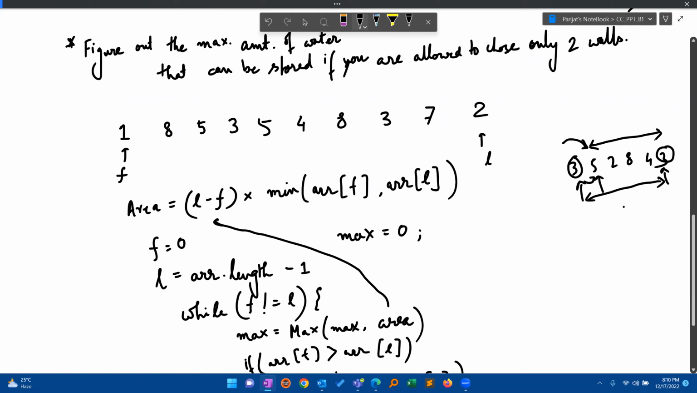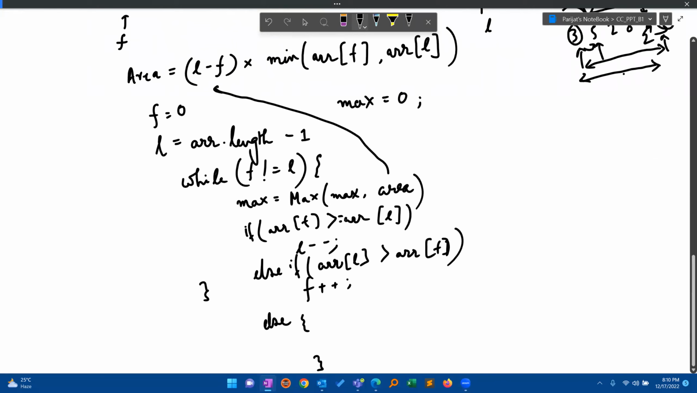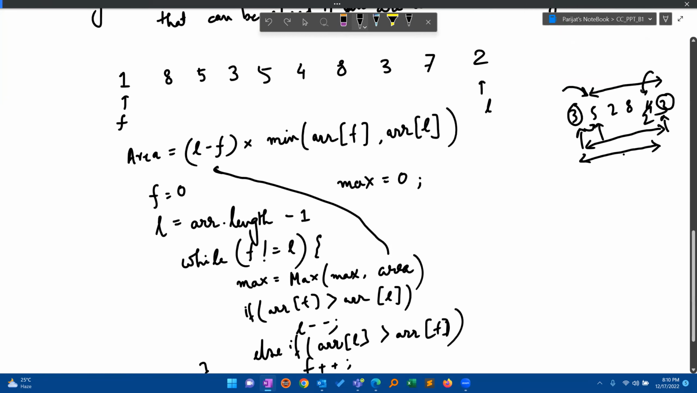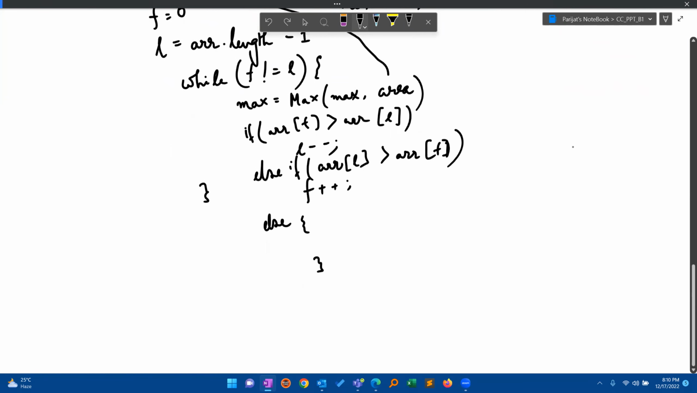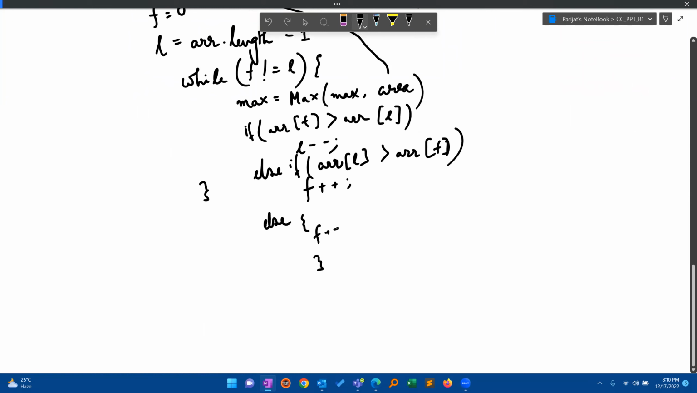And if you had moved from the other side, still you would have got 3 into a lesser width at max. If this value was even lower, say 2, then you would have got 2 into a lesser width, so it would have been even less, right? So if both are equal, you can move either one. You can handle the case as an equality, using equal to here or equal to here. Either is fine. Or the best way to handle it is to move both, because I don't want to make 3 a bottleneck anymore. So I move both.